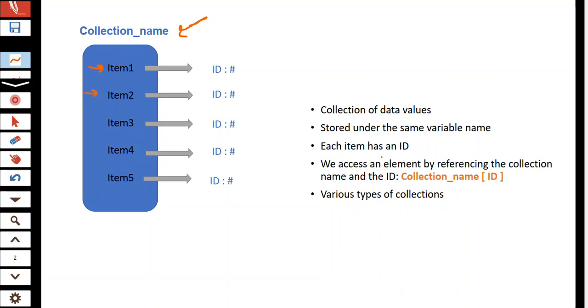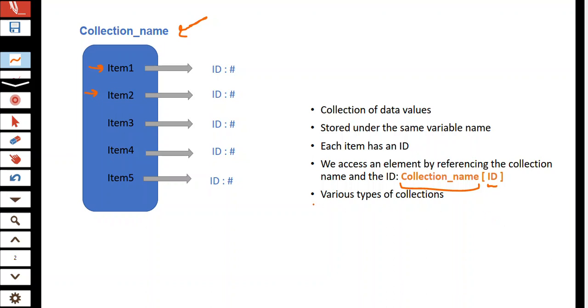Third, each item has an ID. So in order to be able to retrieve or reference a particular item in the collection, we need to identify these items by giving them certain IDs. Now, to access an element in that collection, we first reference the collection name followed by the ID of that item. Okay, so as we can see here, we start by the collection name. All right, we open square brackets and then we specify the ID of the item.